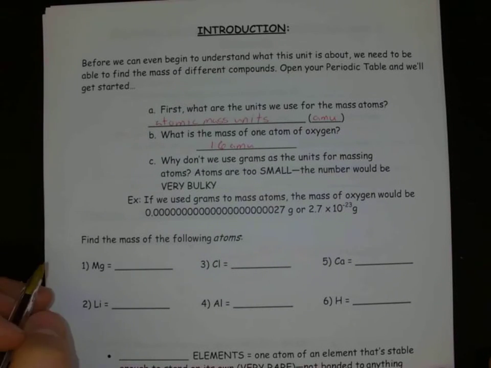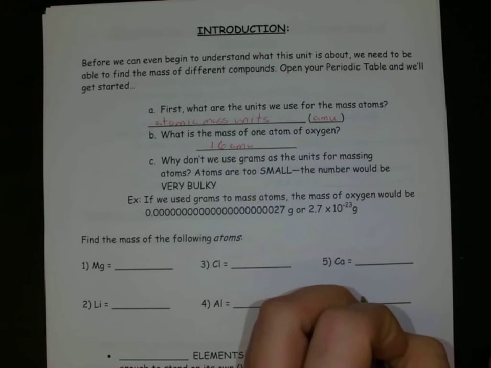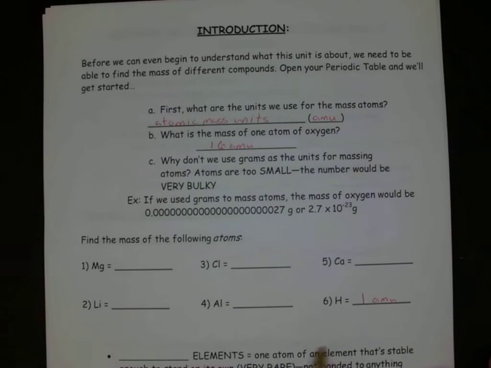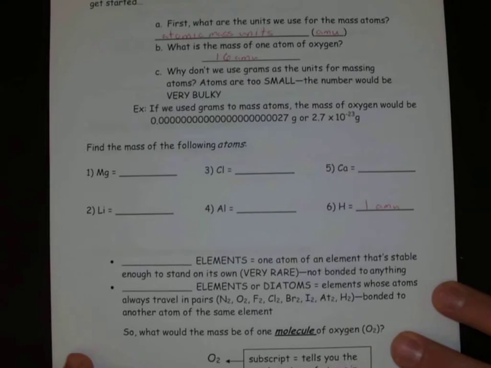So first off, we can kind of go through this. You guys should be able to go through it, but a couple of quick ones. I know hydrogen is going to be 1 AMU. You can find the others by looking at our periodic table. Hopefully we remember that it's down at the bottom of our squares, okay?